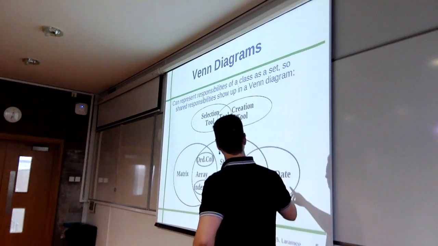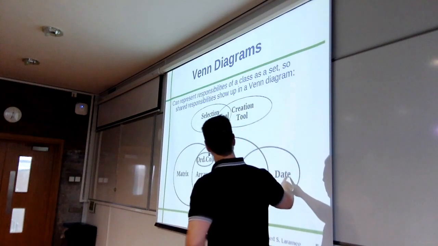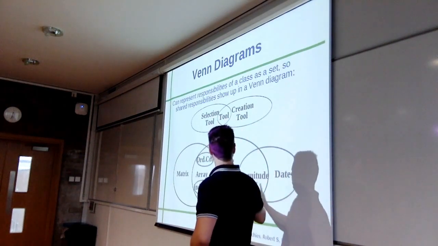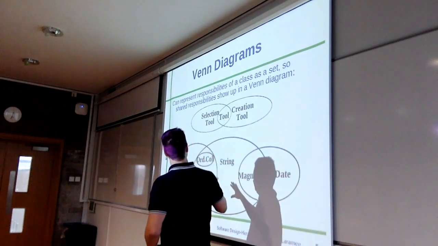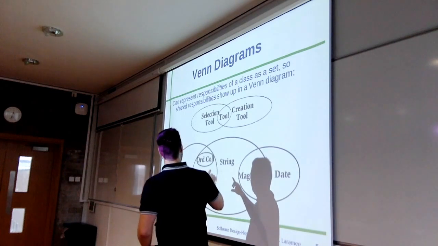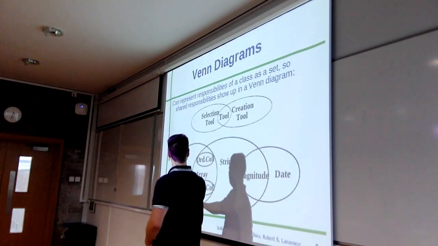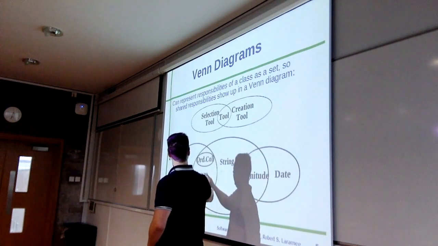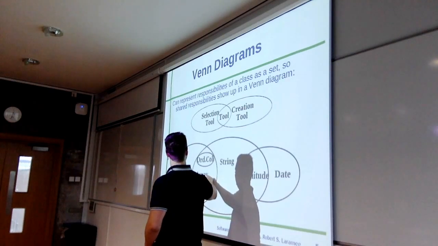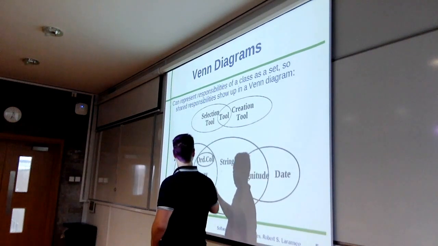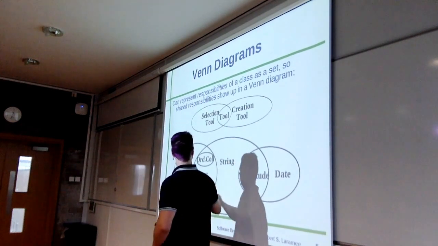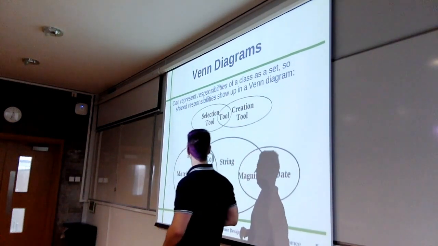So we have date, and date has shared behavior with string, and it's called magnitude. And I'm not even sure I can read this. But string has shared behavior with matrix, and it's called array. And then array has shared behavior with string and matrix, and it's called ordered collection. And array has shared behavior with matrix and string, it's also called index collection.